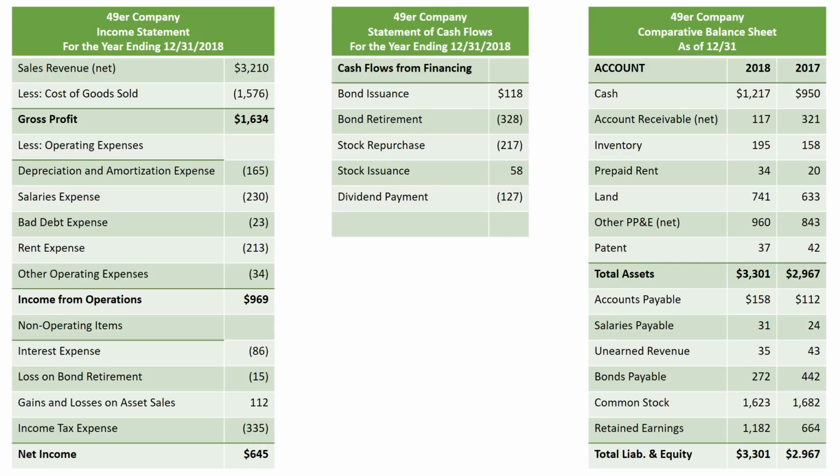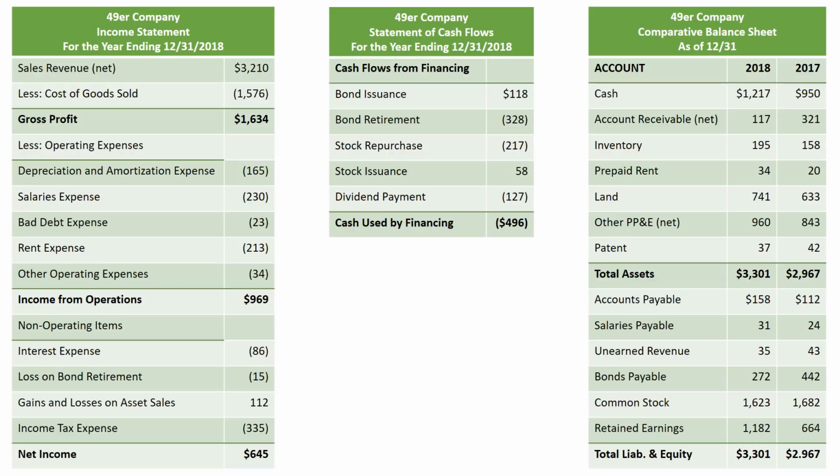So we include all that information, and we can see that in total we have $496 a negative cash flow, which means that's cash used by financing. There really isn't necessarily an expectation here. Generally speaking, it's going to fluctuate over time. It just means that for whatever reason, they are retiring a lot of debt, repurchasing a lot of stock, and all you'd want to do is look at the notes to see maybe why that was happening.